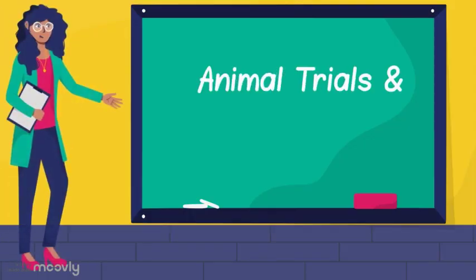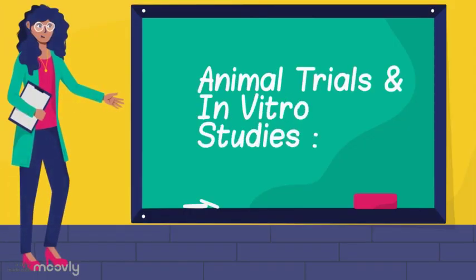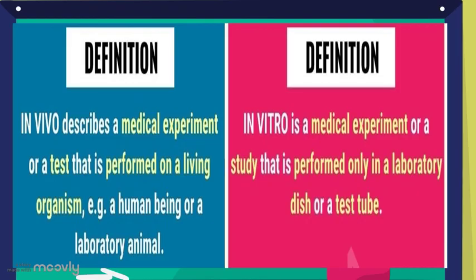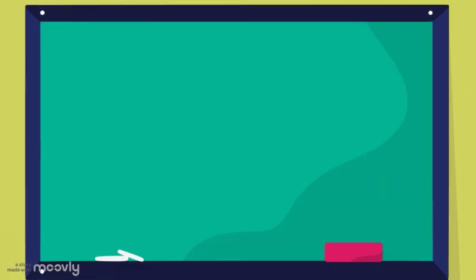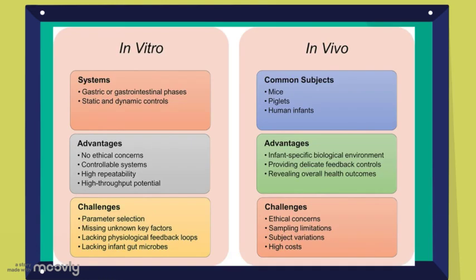Animal trials and in vitro studies. Animal trials and in vitro studies are either in vivo or in vitro. In vivo studies deal with the experiments that are performed on human beings or live laboratory animals. In vitro studies are performed often in a petri dish or a test tube.